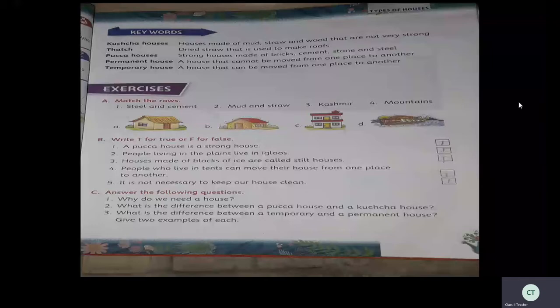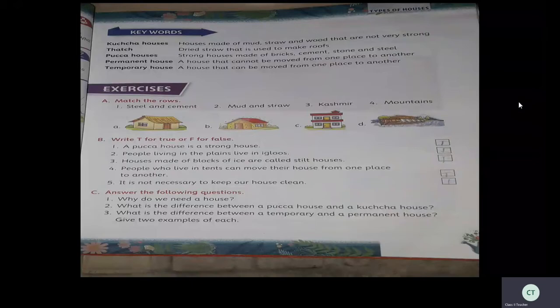The next, thatch. What's the meaning of thatch? Dried straw that is used to make roofs. So, thatch means dried straw that is used to make roofs. Pakka houses. Strong houses made of bricks, cement, stone and steel. So you can see in cities and towns mostly this type of houses, pakka houses, that will be very strong because it is made of bricks, cement, stone and steel.